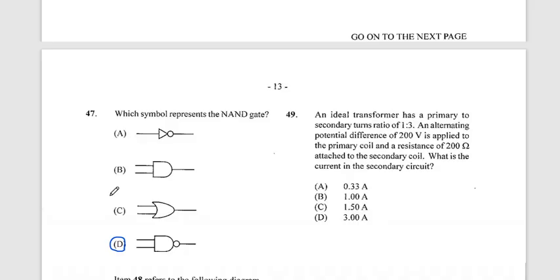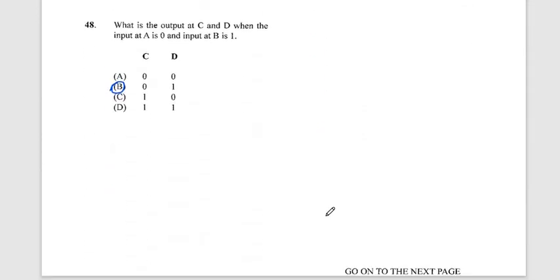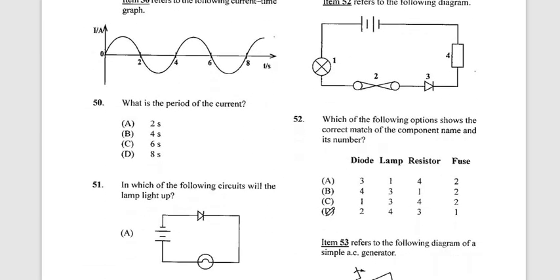49. An ideal transformer has a primary to secondary turn ratio of 1 to 3. An alternating potential difference of 200 volts is applied to the primary coil and a resistance of 200 ohms attached to the secondary coil. What is the current in the secondary circuit? D. 3 amperes. 50. What is the period of the current? B. 4 seconds.